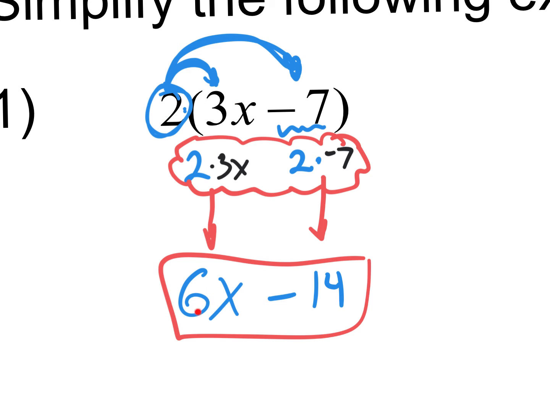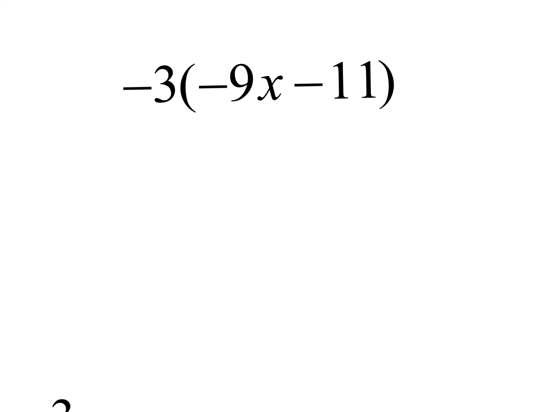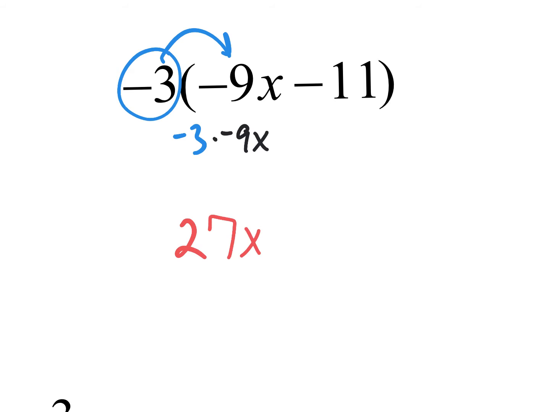2 times 3x is 6x. 2 times negative 7 is negative 14. But you could show your work if you're not feeling too good about it. So for example, right here, showing my work, negative 3 times negative 9x. Let me write that out. Negative 3 times a negative 9x. That will give me a positive 27x.